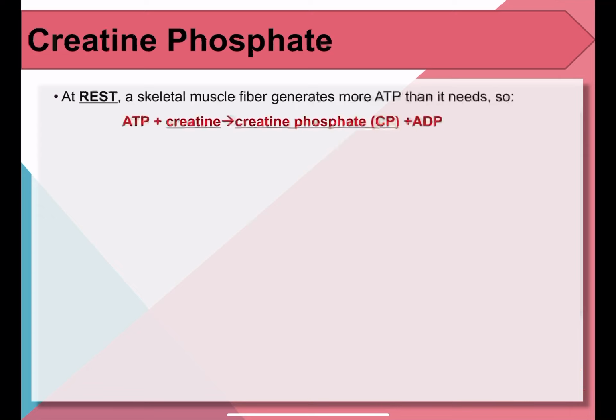Okay, so at rest, a skeletal muscle fiber generates more ATP than it needs. It actually generates this ATP, but yet it's resting. Your muscle's not doing much. Just keeping that muscle tone like we were talking about does not use a massive amount of ATP to get your muscle cells moving. So instead of wasting that ATP, there is a way to store it.